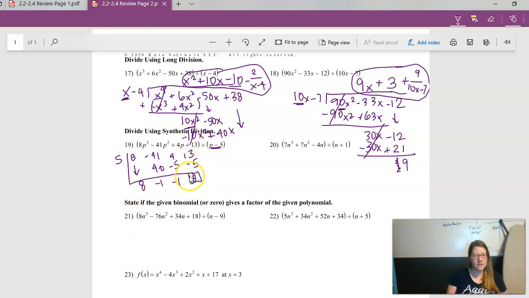So now we need to write this as a polynomial because this one had 8p to the third. I know this 8 here is going to have 8p squared. And then each one is going to go down 1 degree from there. So minus 1p minus 1, and then our remainder will be added on and put over the divisor, just like in long division. My divisor is the p minus 5.